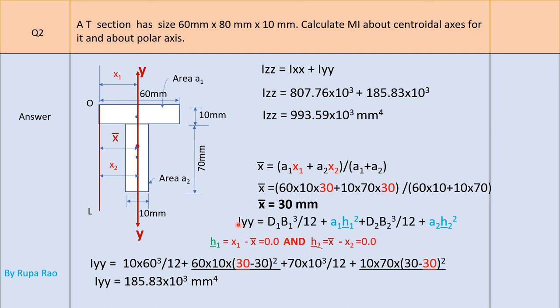If you are calculating IXX, then H1 is the difference between Y bar and Y1, H2 will be the difference between Y bar and Y2. And if there is a third rectangle, then H3 will be the difference between Y bar and Y3. Likewise, it is always there.